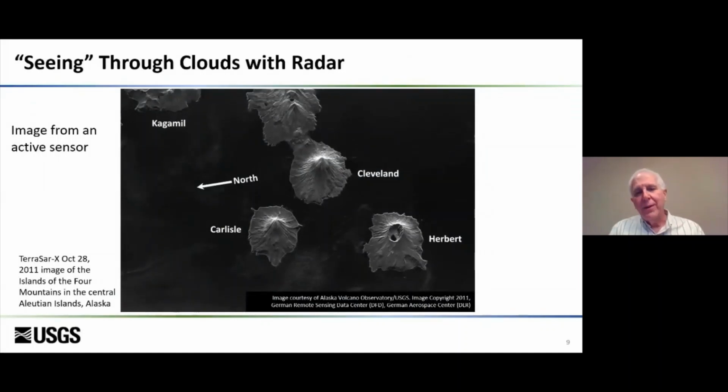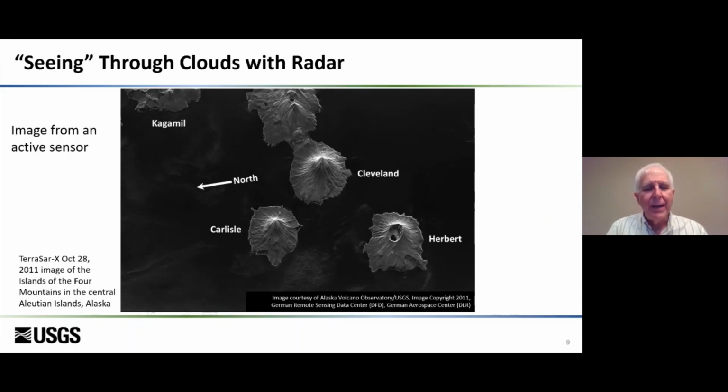Whereas what we truly wanted was an image like this. This is an example of an active sensor, taken from the TerraSAR-X satellite that's operated by the German Space Agency folks. And the advantage of radar, it's able to penetrate clouds, it's able to penetrate ash and smoke, and you can see clearly those images of the volcanoes. And so my office is able then to better understand what is going on at those volcanoes.